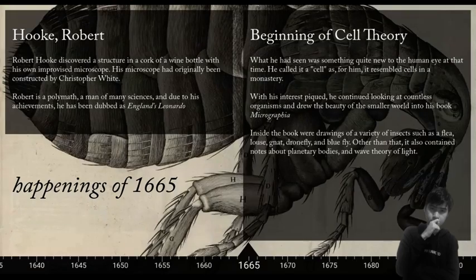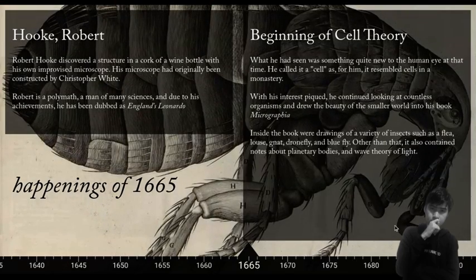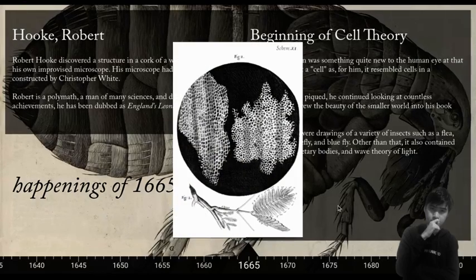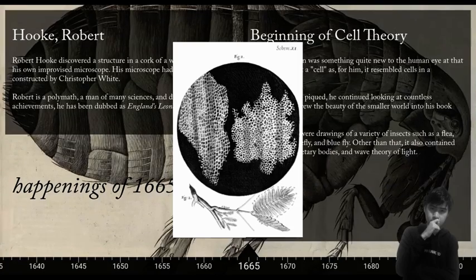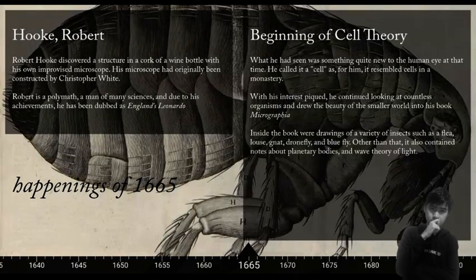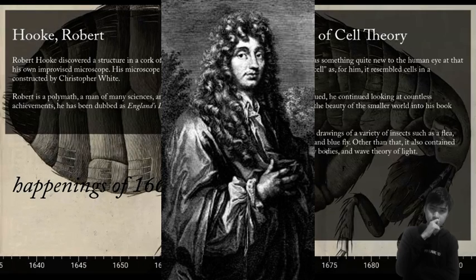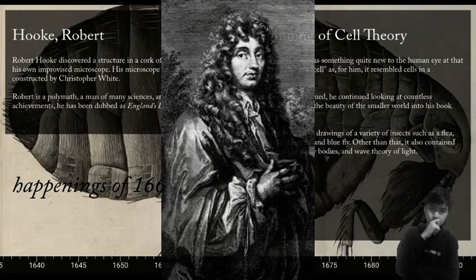This important achievement is a landmark in this timeline. Seeing the cells from a cork, actually those are dead cells of a plant. The Micrographia became a really well-known piece of scientific achievement, and due to Robert's nature as a polymath, a man of many sciences, he became known as England's Leonardo.